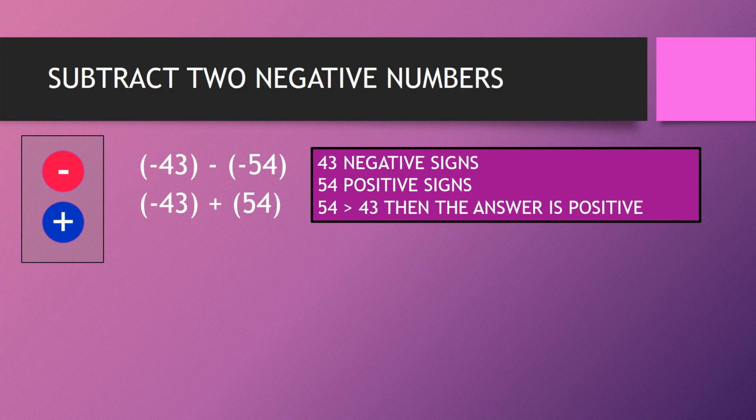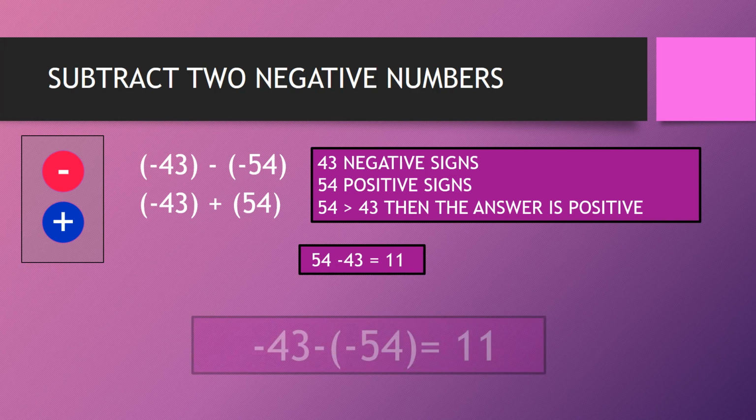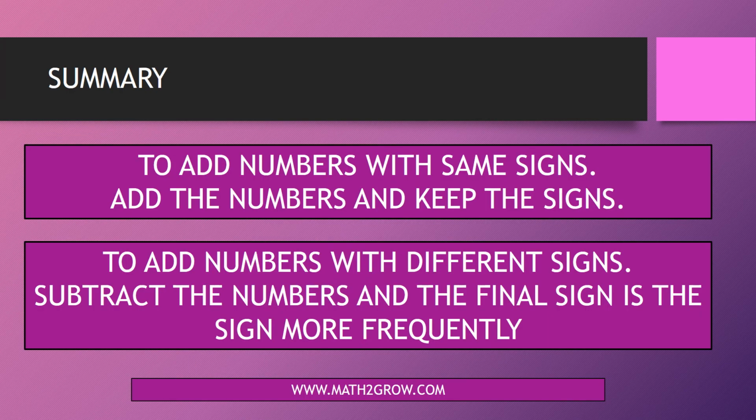43 negative signs, 54 positive signs. 54 is greater than 43. The sign more frequent is positive. Now my final answer is positive. You subtract 54 and 43, and the final answer is 11 positive.